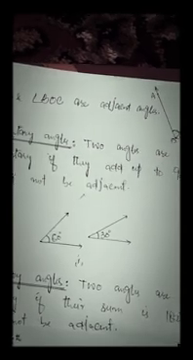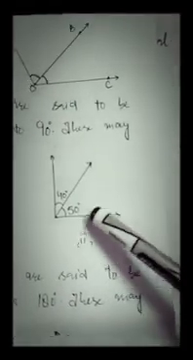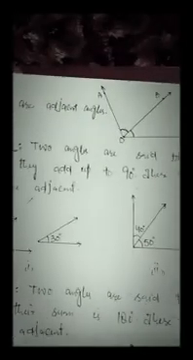Now we have complementary angles. Two angles are said to be complementary if their sum is 90 degree. They may or may not be adjacent. For example, 60 degree and 30 degree, 60 plus 30 is 90 degree. So these two angles are complementary angles. Similarly, these 50 degree and 40 degree are complementary angles.